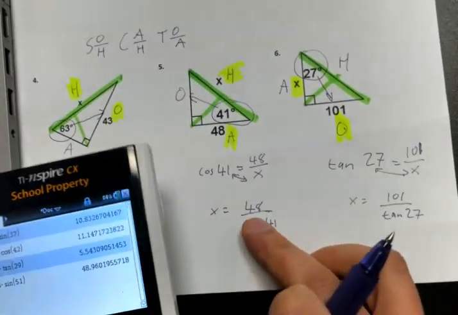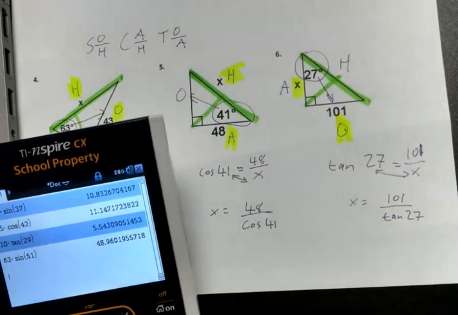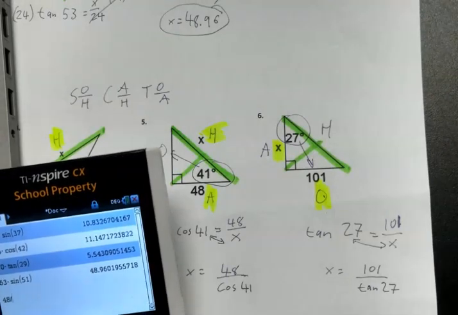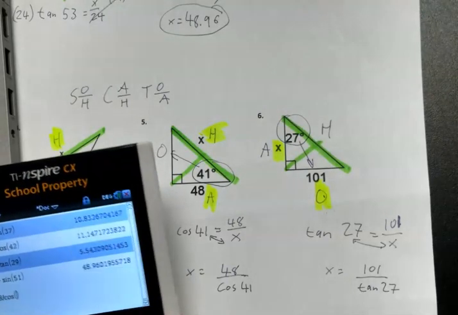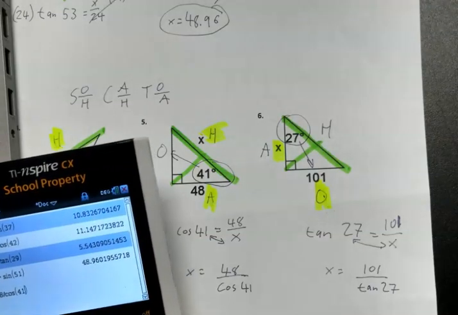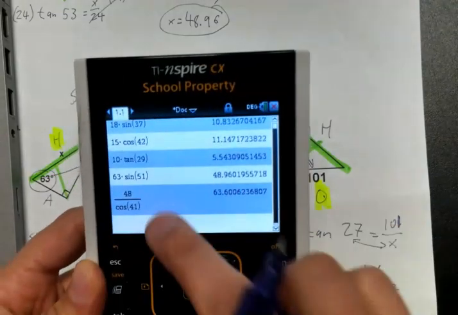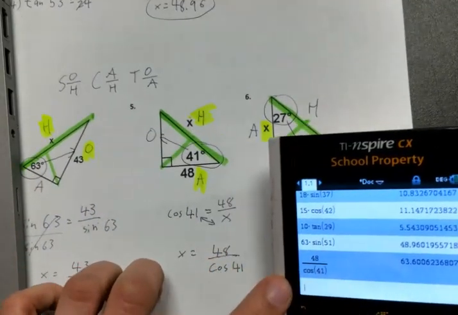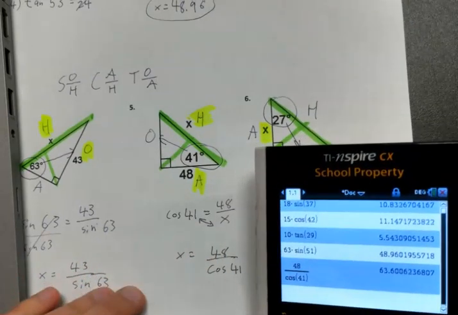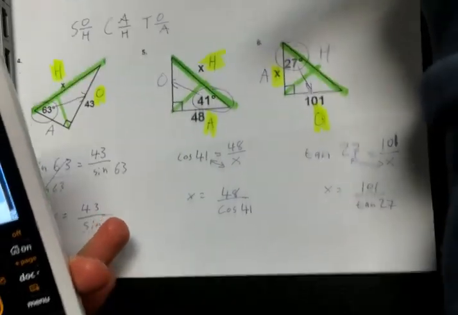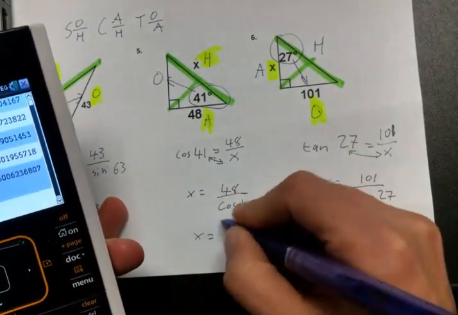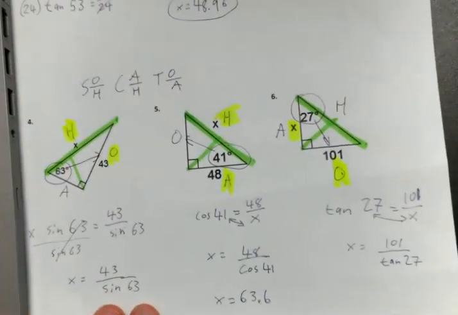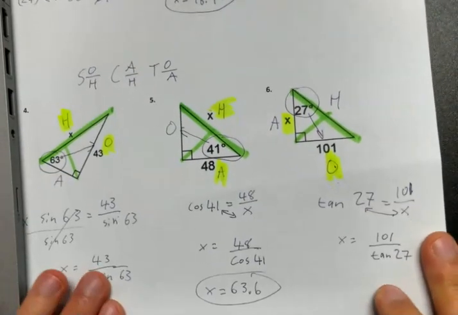Plug this into the calculator to solve for x. So I'm going to go ahead and do my 48 divided by trig, cosine 41. All right, so the main thing when you plug it into your calculator, you want to make sure that it looks the same way that it looks over here. 48 is at the top, cosine 41 is at the bottom. Yes, that looks right. Okay, so then x is equal to 63.6.